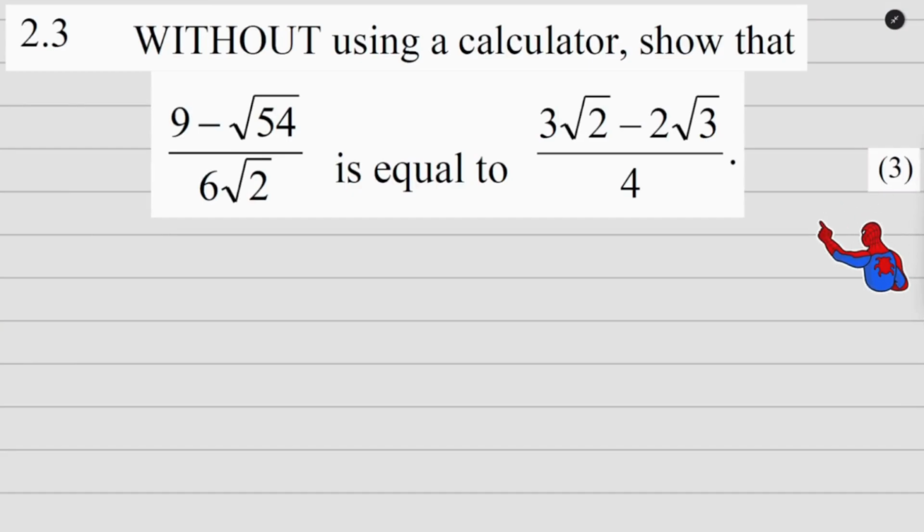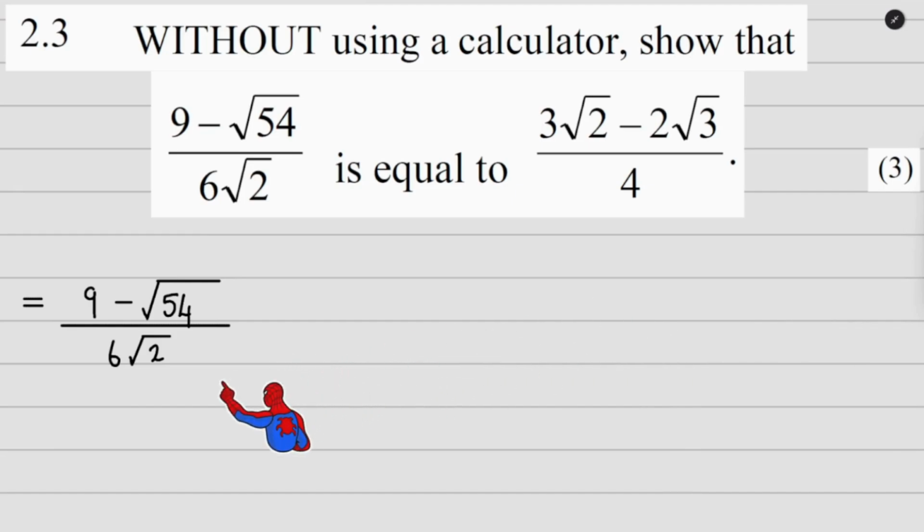Rounding out question 2, we've got to rationalize the denominator. You see here, there's a square root in the denominator, so it's irrational. But over here, there's no square root in the denominator, so it's rational. So if they say "show that" in the question, you're only allowed to work with the one side. So we're going to grab this side and only be working with this side.